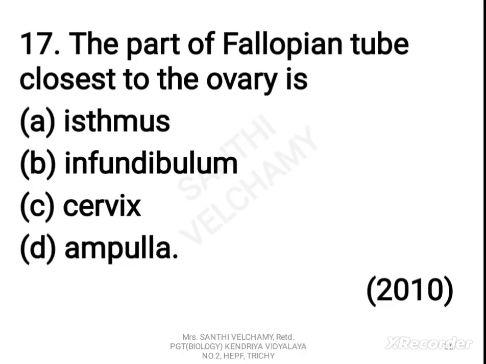Now next one. The part of fallopian tube closest to the ovary is A. isthmus, B. infundibulum, C. cervix, D. ampulla. The correct answer is B. infundibulum. So here in the case of ovary, it has the structure called infundibulum, that is the funnel shaped structure. The edges of the infundibulum possess small finger-like projections called fimbriae. It helps in the collection of ovum after ovulation. Now the next one.